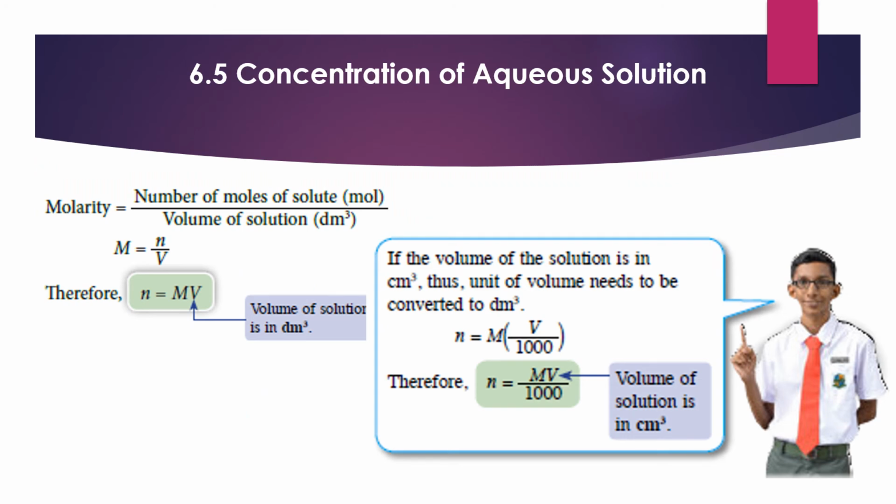Okay, so we know that the molarity is number of mole of solute over volume of solution. Molarity is number of mole of solute over volume of solution in decimeter cube. So therefore, we can convert from this formula. We can make the number of mole as the subject. So N equals to M times V, molarity times volume. Okay, so you got another formula for number of mole, and number of mole is MV. And remember the volume must be in decimeter cube.